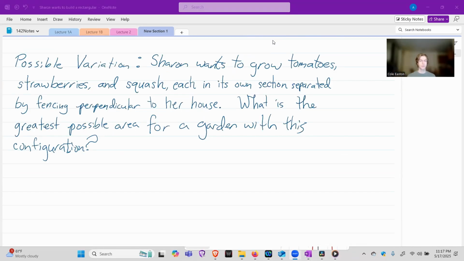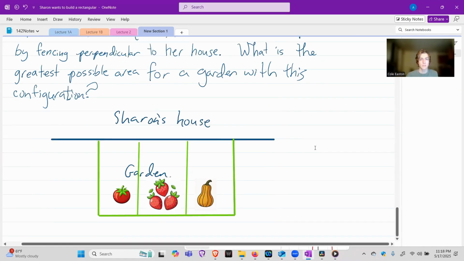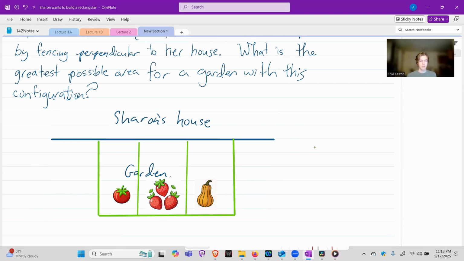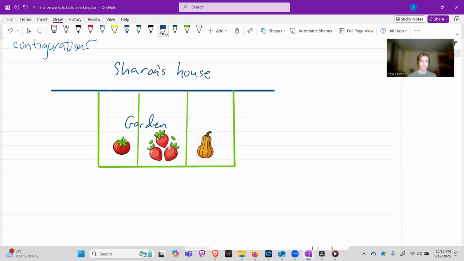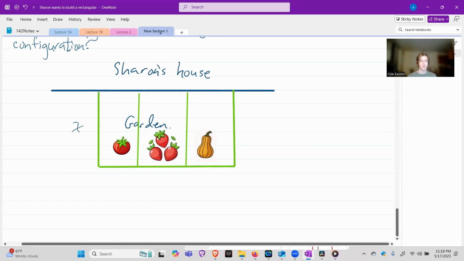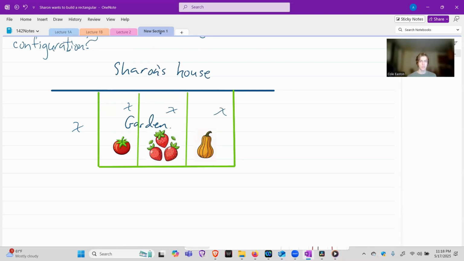Here's a possible variation of that problem. It says Sharon wants to grow tomatoes, strawberries, and squash, each in its own section, separated by fencing perpendicular to her house. What is the greatest possible area for a garden with this configuration? So what that would look like is this. Notice that now we're using fencing inside of the garden as well. If we set it up as before, we can still call the side X, and that means that all of these pieces of fencing have a length X, and then we have one side with length Y.